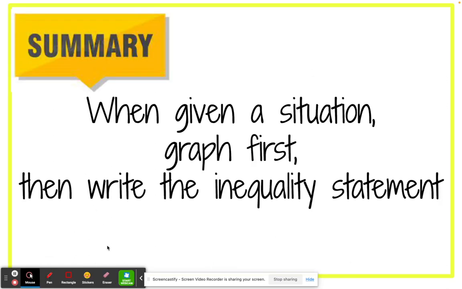So when you're given a situation, sometimes it's easier to graph first and then write your inequality.